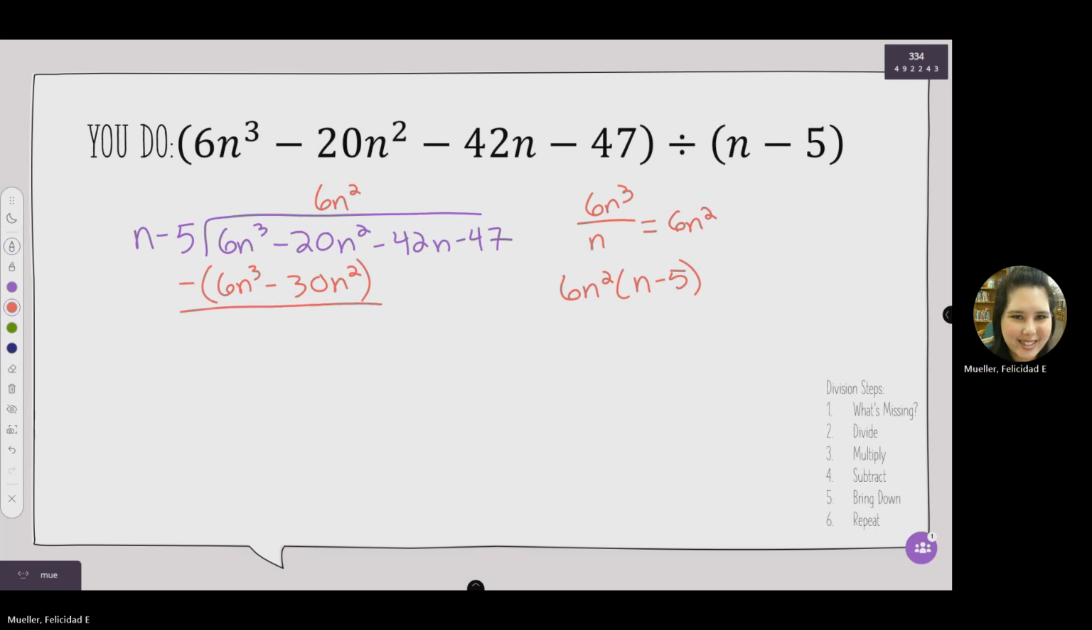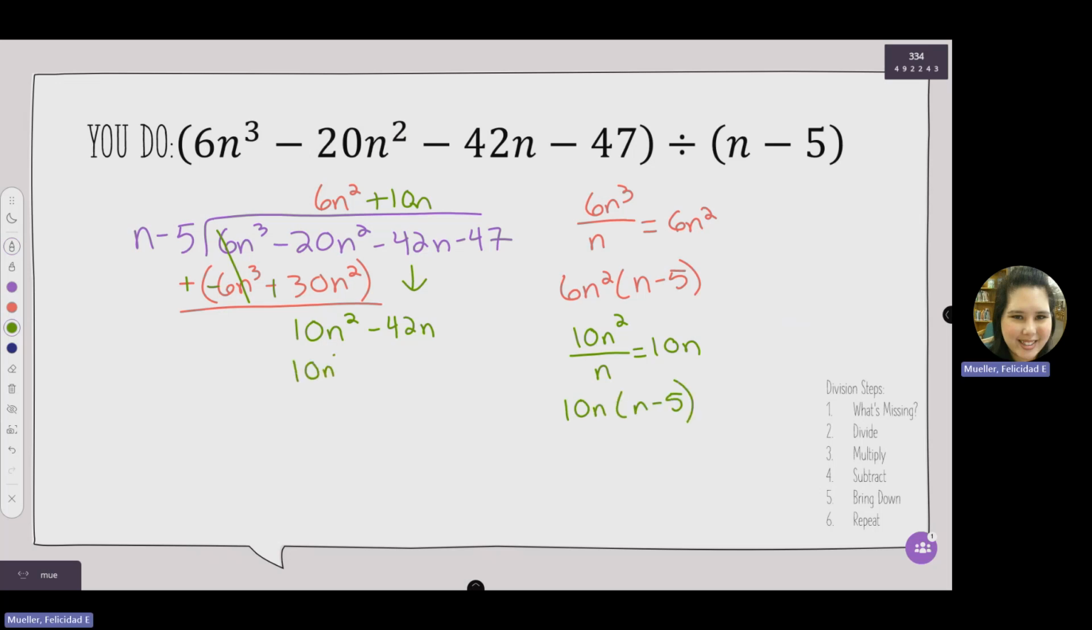So let's flip our sign. So this becomes a plus, minus plus. N cubes cancel out. Negative 20 plus 30 is positive 10. So positive 10n squared. Bring down the minus 42n. So now we do 10n squared divided by n, and we get 10n. So positive 10n is my multiplier. So 10n times n minus 5 would be 10n squared minus 50n.